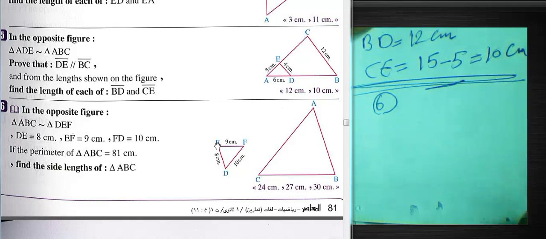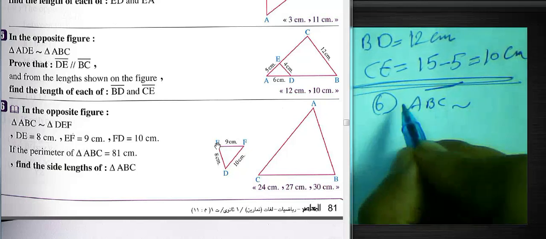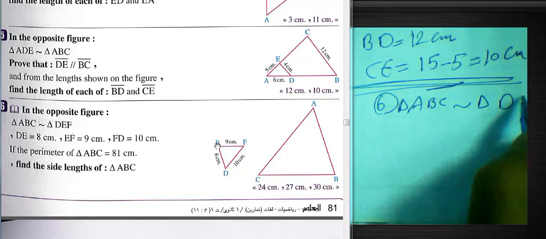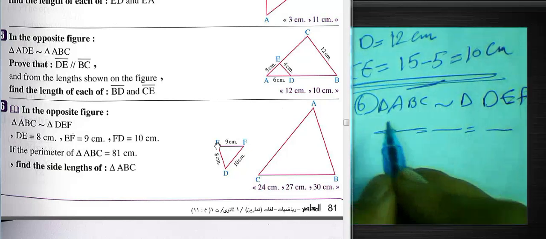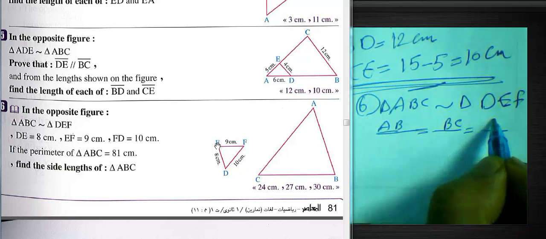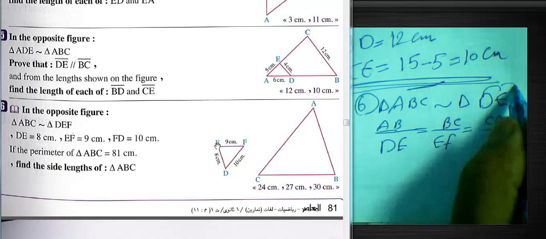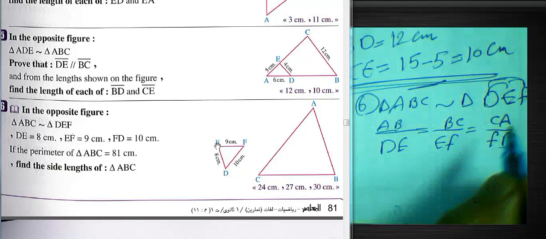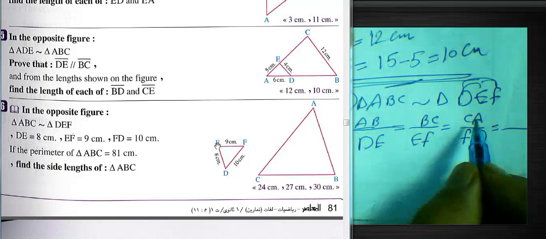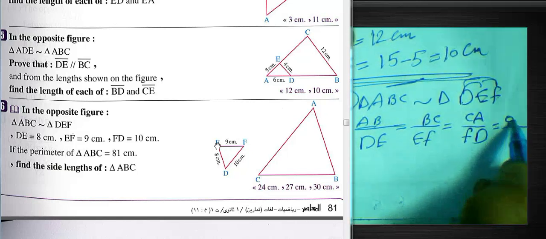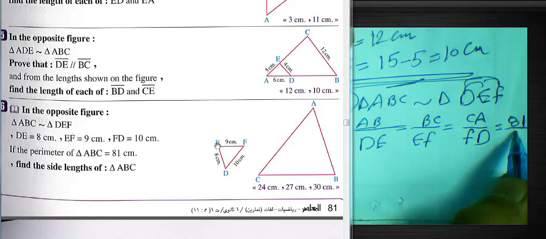First, we can find the ratio between corresponding sides. Triangle ABC is similar to triangle DEF. So we can write the ratio between AB, BC, CA, DE, EF, FD, and then we can find the perimeter of triangle ABC equal 81. This is the perimeter.